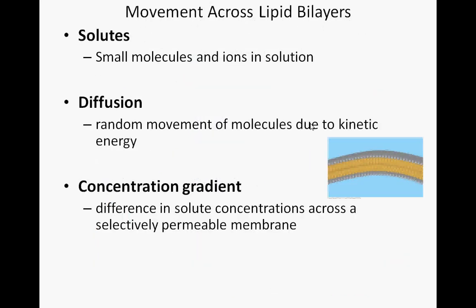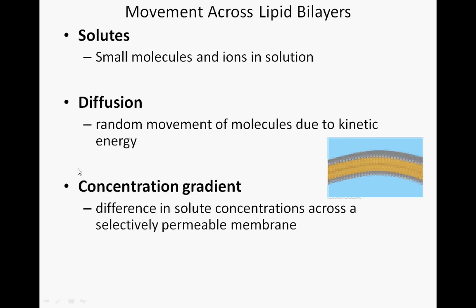Okay, so movement across lipid bilayers. How does this actually work? The easiest way that this happens is if we're talking about small molecules in a solution. These are called solutes. They can move across a membrane by simple diffusion. So this is just random movement of molecules due to kinetic energy. That's it. If they're chemically able, they will float across this membrane all by themselves.